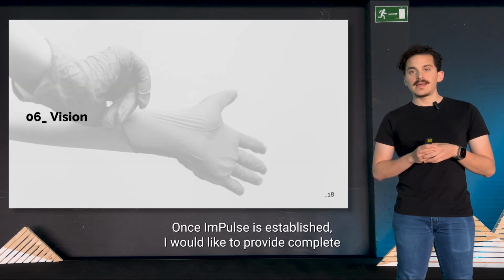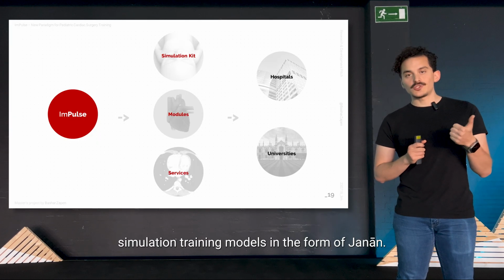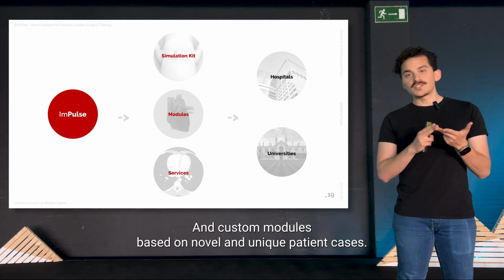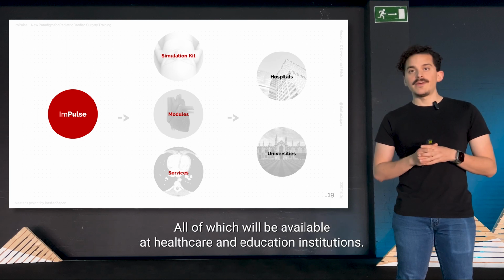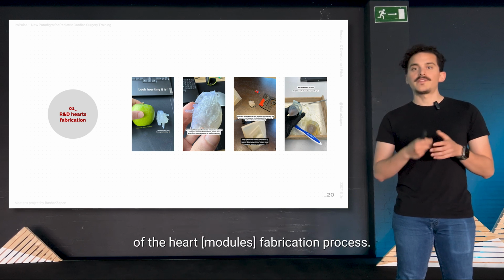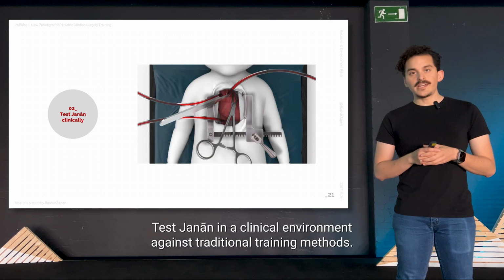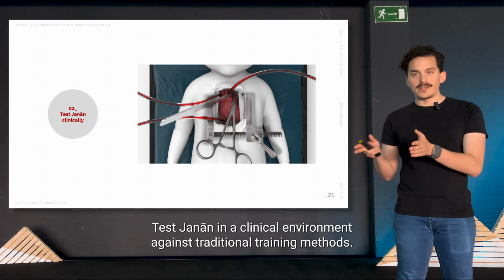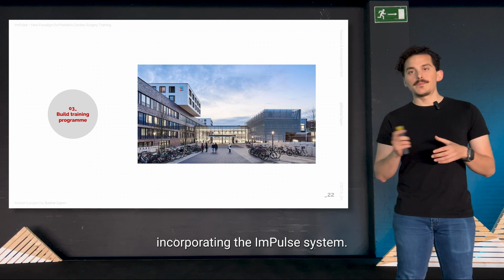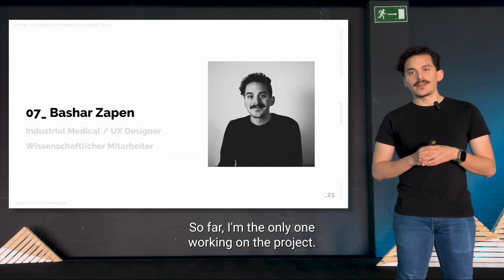Once ImPulse is established, I would like to provide complete simulation training models in the form of Janan, replacements for the internal models, and custom models based on novel and unique patient cases, all of which will be available at healthcare and education institutions. Going forward, I would like to finalize the research and development of the heart fabrication process, test Janan in a clinical environment against traditional training methods, and of course build the training programs incorporating the ImPulse system. So far, I'm the only one working on the project.